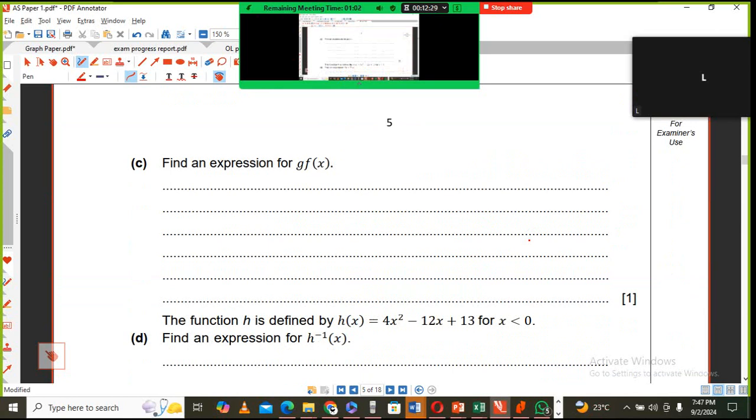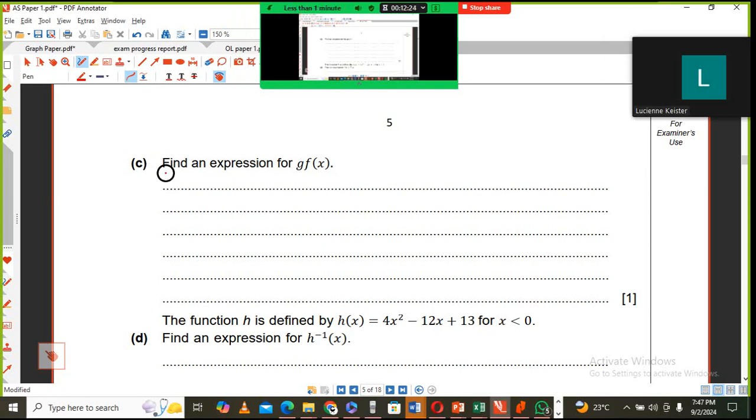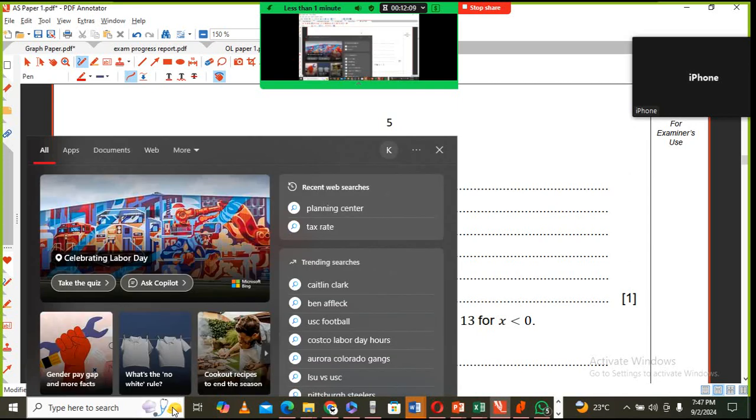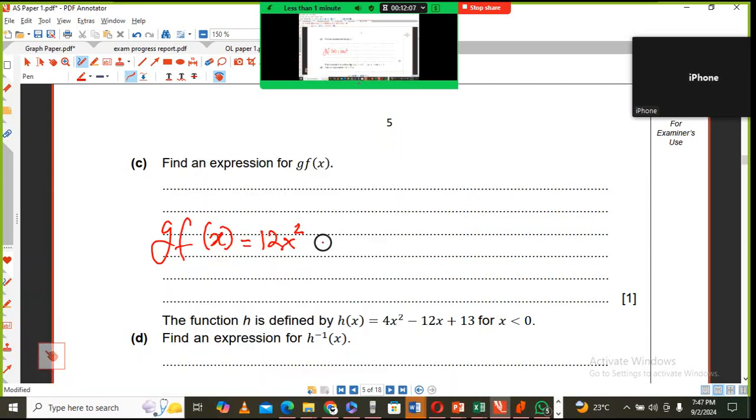You take the whole of F and put it into G. What did you get? I got 12x squared minus 36x plus 40. Yeah.